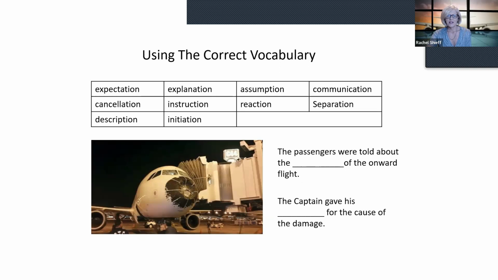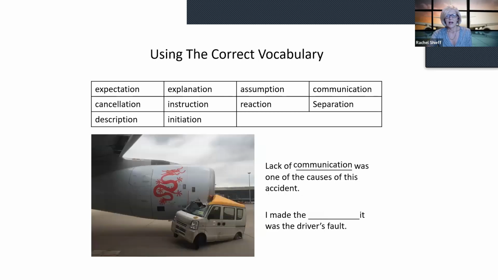The passengers were told about the cancellation of the onward flight. The captain gave his explanation for the cause of the damage. Lack of communication was one of the causes of this accident. I made the assumption it was the driver's fault.